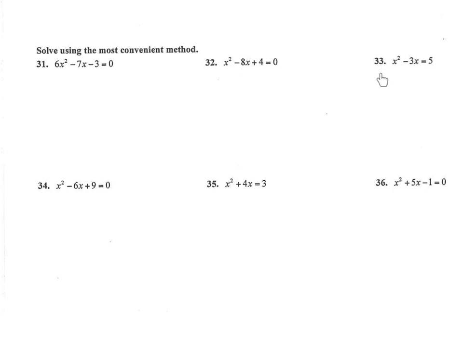And then don't forget that when you have a problem like this, you have to move everything over to one side and let one side be 0 before you can determine which is your most convenient method. And so on this one, you're going to subtract 5. Again, there's no coefficient here, but I'm not going to use completing the square because this term is not divisible by 2. So I would either use the quadratic formula or factor.